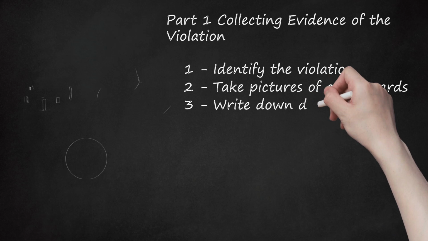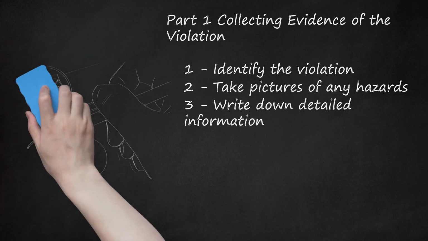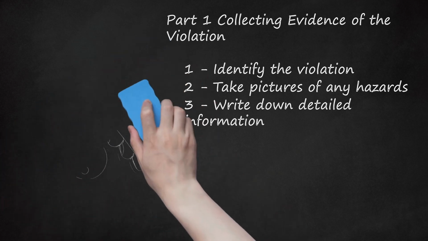3. Write down detailed information. Some violations can't be photographed. Nevertheless, you need to document them as best as you can. You will need this information later, for example, if you are sued for withholding rent. If your building is not sufficiently heated, then you will need to carefully document the temperature each day. Keep a log and document the temperature outside and the temperature inside at various points in the day.